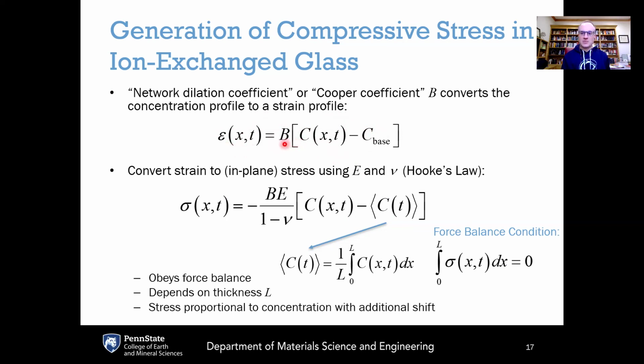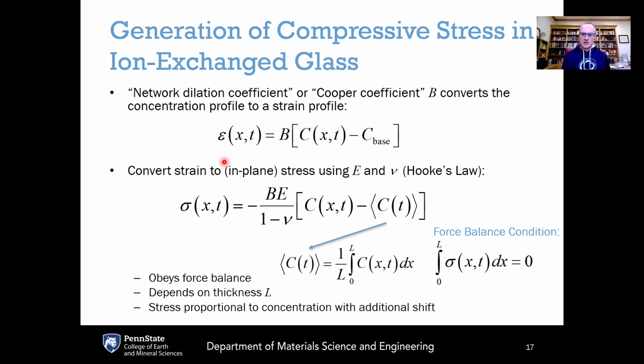This can be thought of as being analogous to a coefficient of thermal expansion, where a coefficient of thermal expansion tells you how much strain that you get per unit change in temperature. Instead of that, the Cooper coefficient tells you how much strain you get per unit change of concentration. So, for example, for every 1 mole% of ions exchanged, how much strain do you get as a result of that? And that is this Cooper coefficient. So a greater Cooper coefficient means a greater amount of linear strain.